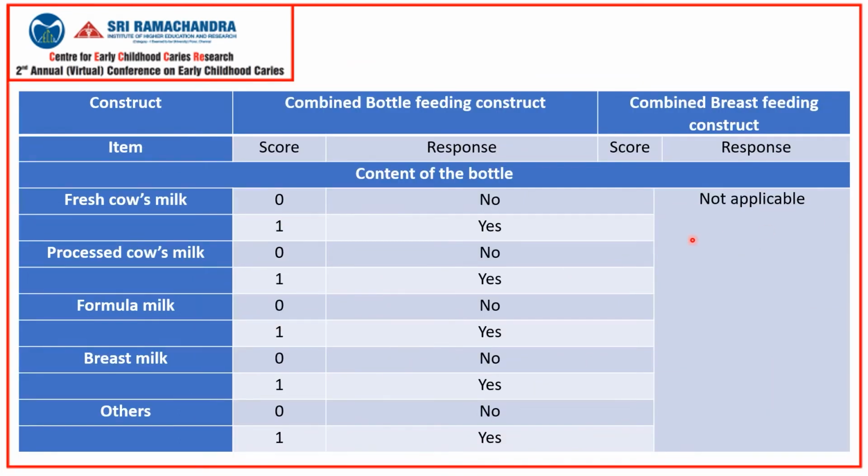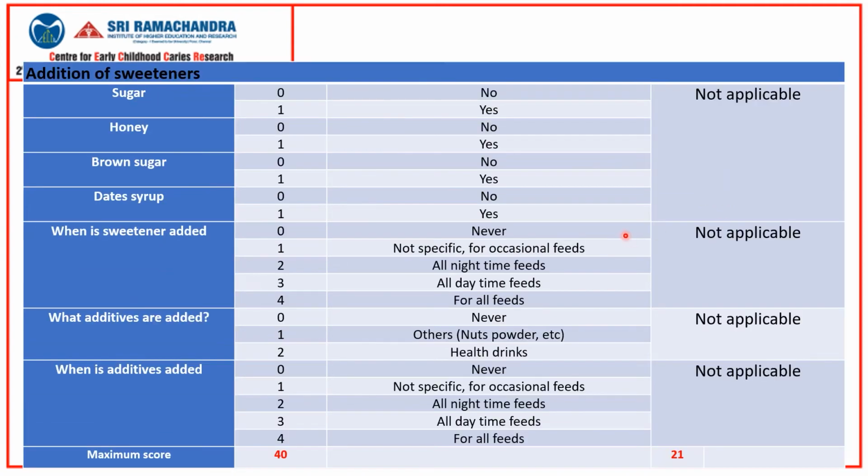Again, based on the content of the bottle, score was given. This is not applicable for the breastfeeding construct. And again, based on the additives, again, only for the bottle feeding construct and not applicable for the breastfeeding. So arriving at a total score of 40 and 21 for the bottle and breastfeeding construct respectively.